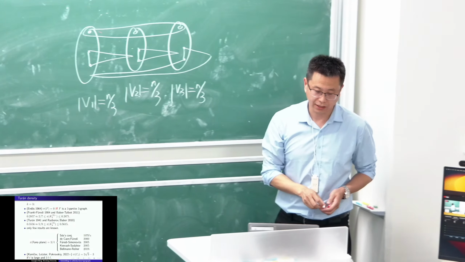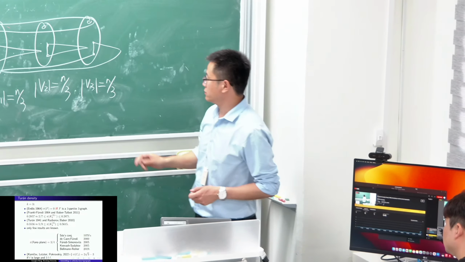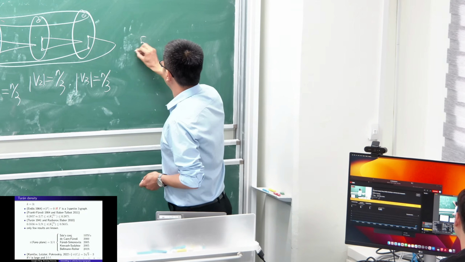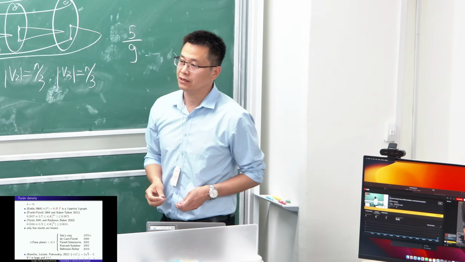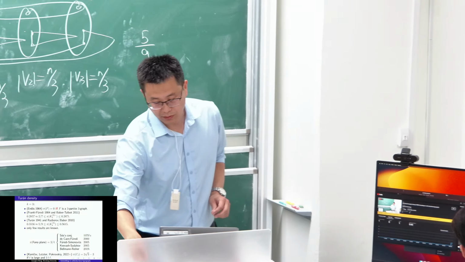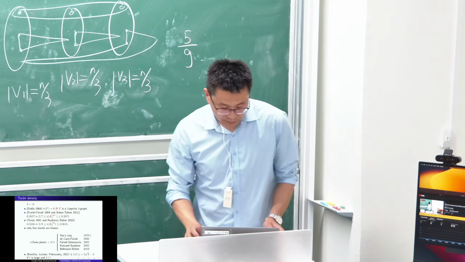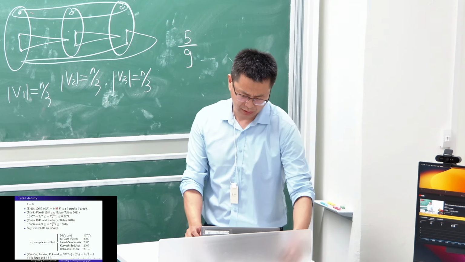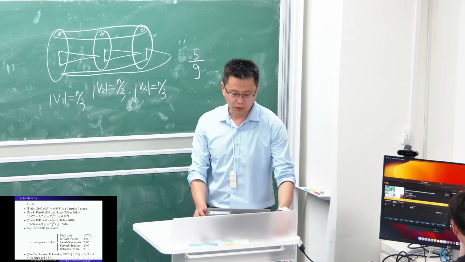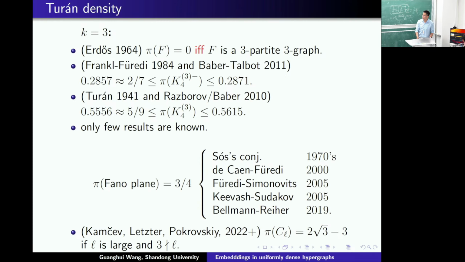So it's easy to check that the Turan density is about 5/9, and there is no K4^3. Or even about K4^3 minus, we don't know the exact value. It's between 2/7 and 0.2871.